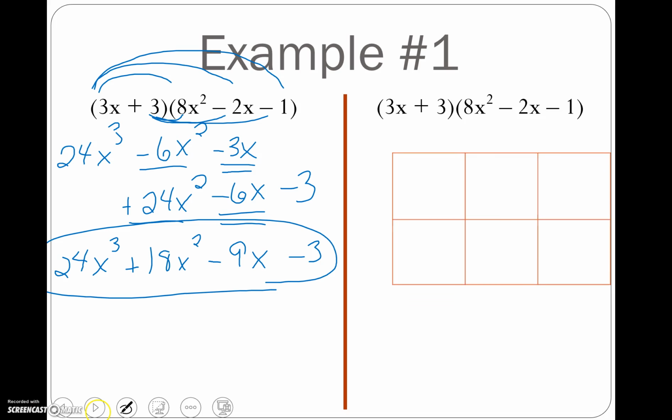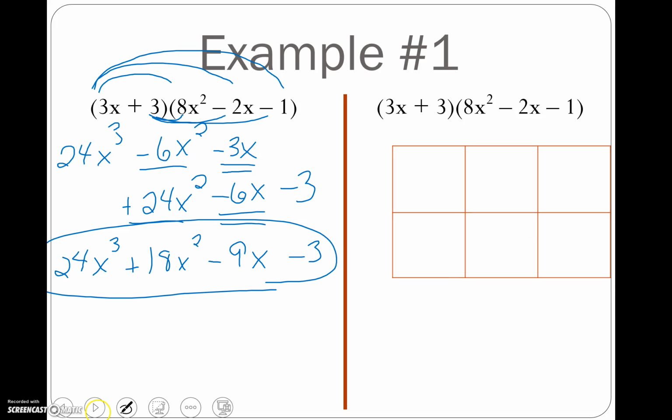So now I want to show you a very similar method to this. It's called the box method. And it's just going to help us organize our information a little bit. So what you're going to do is set up a box in the same dimensions as we see as our polynomials. So since we have a binomial, I went by 2. And the other one's a trinomial, so the other side is by 3.